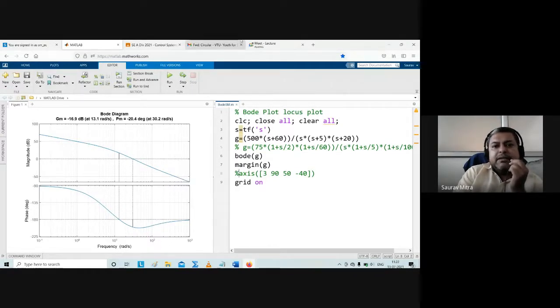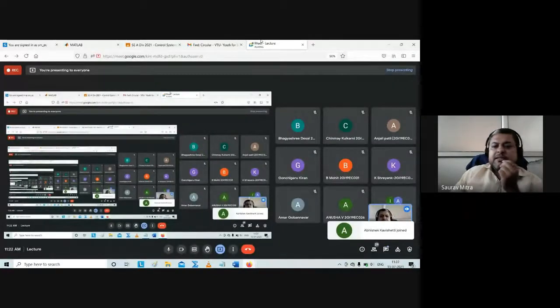System is highly unstable. Question is 560 S plus 5 S plus 20. You are allowed to change only one factor. You can change it to any value. You can increase it, decrease it. Either you can increase 500 or decrease 500, or increase 60, decrease 60. You can change only one thing, and you have to bring the system to stability. What will you do? There's a question asked. I would like to have an answer.